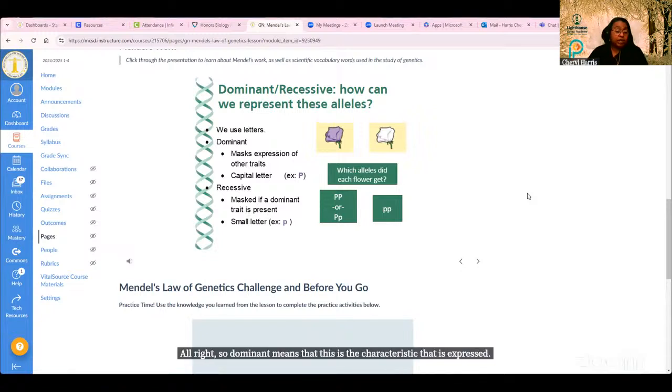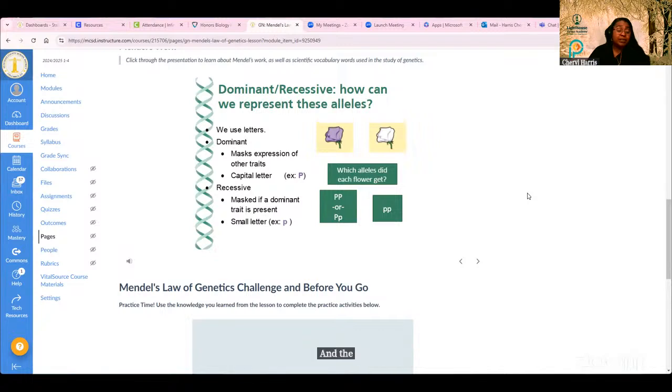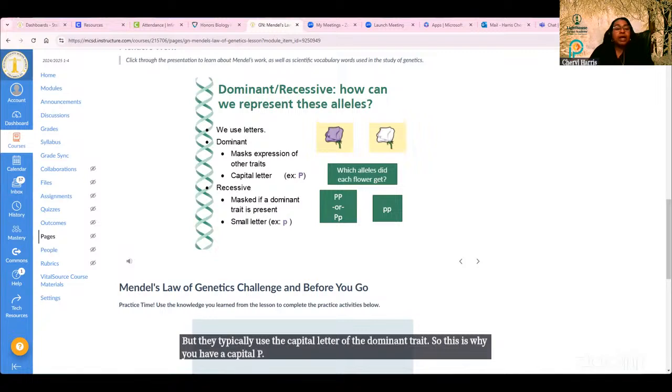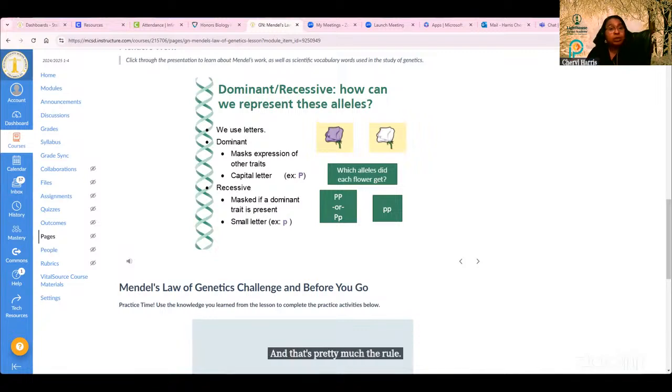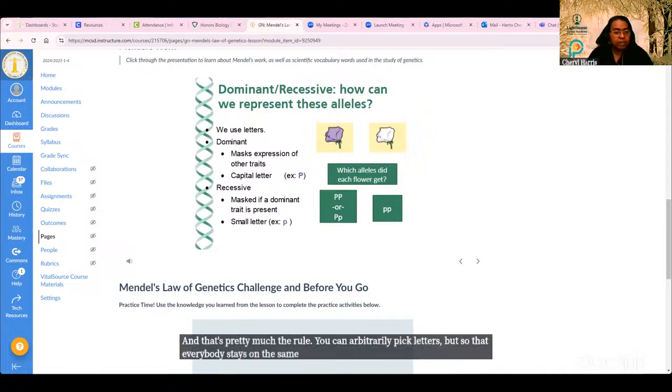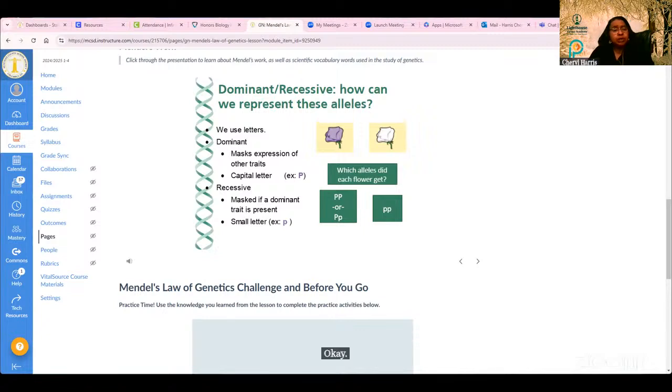In this particular example, flower color is what we're looking at, and the flower color that is dominant is purple. Now, she said it doesn't matter what letter you use, but they typically use the capital letter of the dominant trait. So this is why you have a capital P. Okay, and that's pretty much the rule. You can arbitrarily pick letters, but so that everybody stays on the same page, it is commonly expressed as whatever the dominant trait is, that's the capital letter you're going to use. Okay, so you need to know that dominant is expressed.